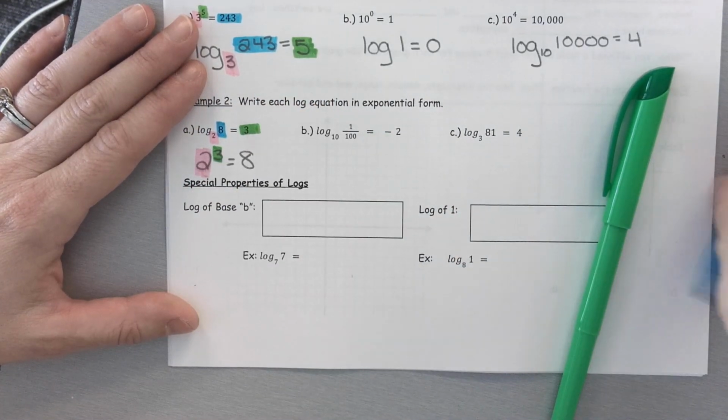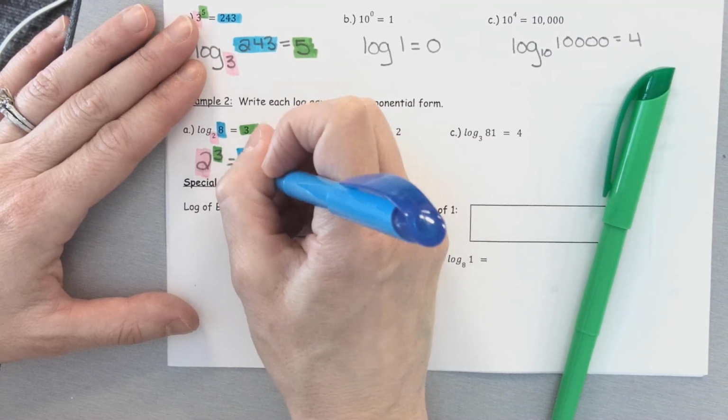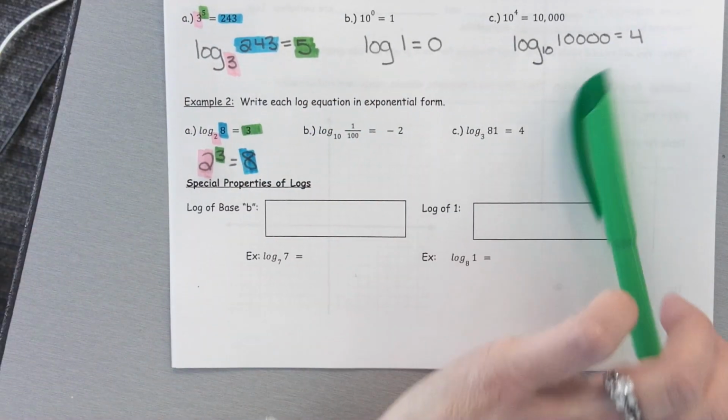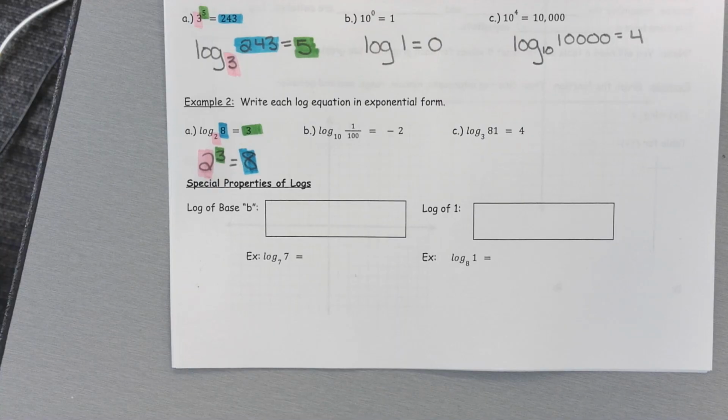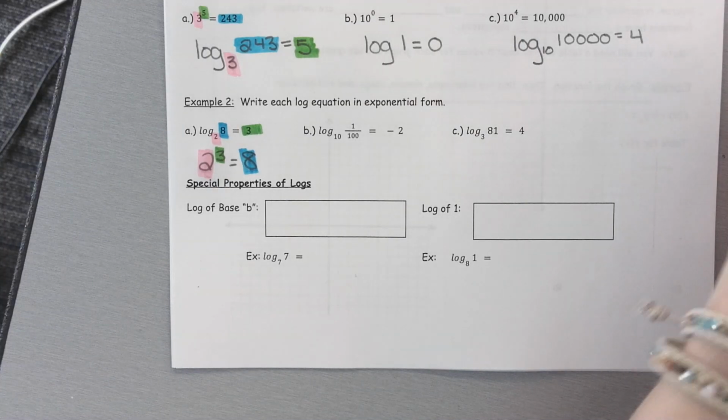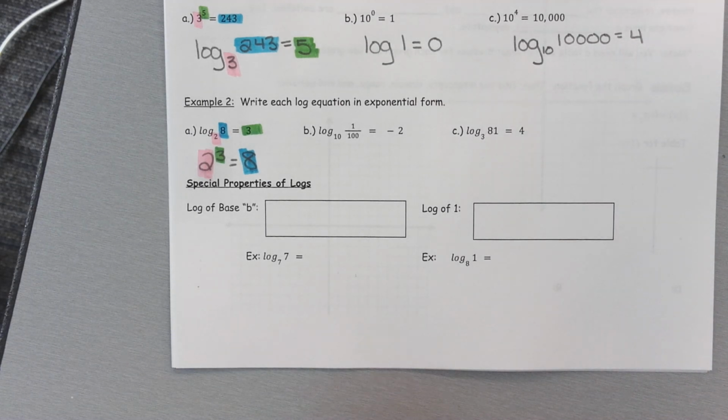So this is the 2, and this is the 8. Again, if it helps you, you could also draw arrows in there to show where everything's moving. Whatever works best for you. All right, let's look at the next one. How would I write the next one?